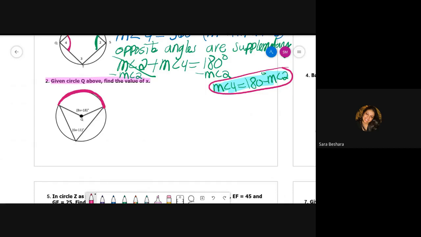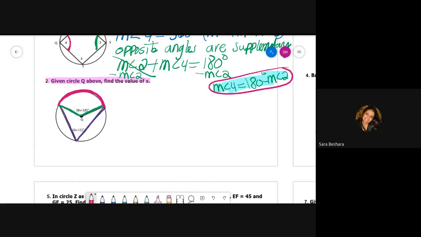So we have an arc right here, and we also have two angles that share the same arc. We have the angle that's labeled 6x minus 11. We have the angle that's labeled 8x plus 18. Both of these angles share the arc that I bolded in maroon.